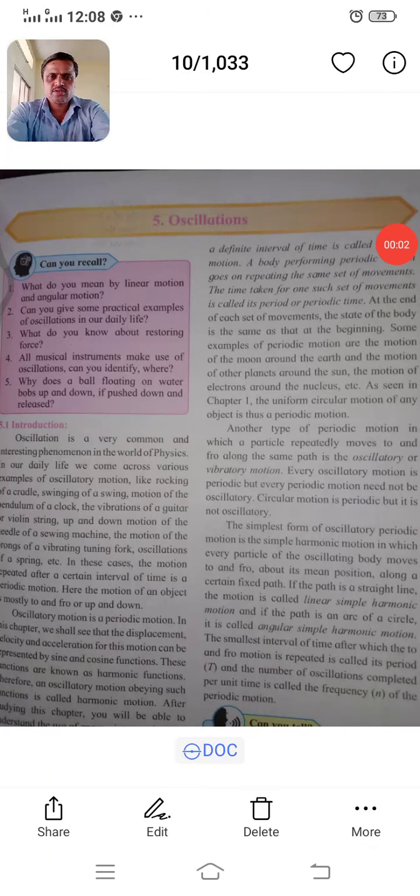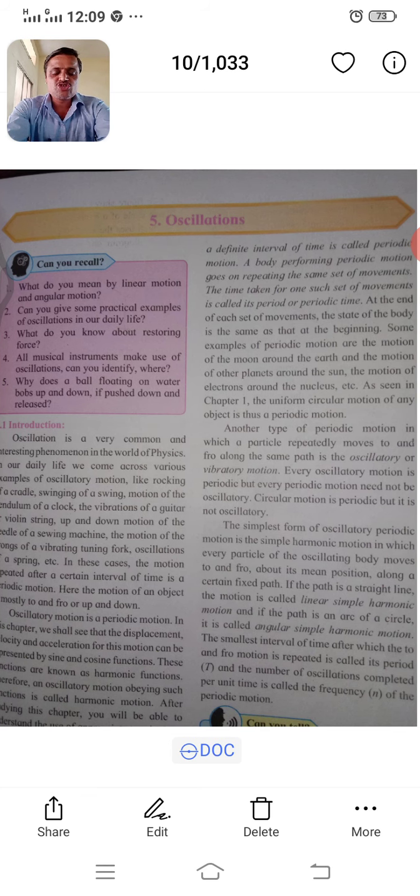Hi students, today we are discussing the next chapter, that is oscillation. Now, we already know that oscillation is a common and interesting phenomenon in physics. We are taking some examples of this oscillation, that is the motion of the pendulum of a clock. Another example, the vibrations of musical instruments like guitar and violin, the vibrations of the string of a guitar or violin, are good examples of oscillation.